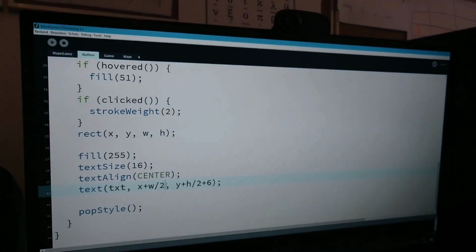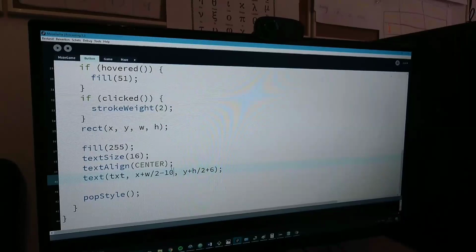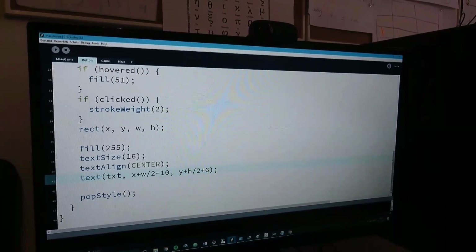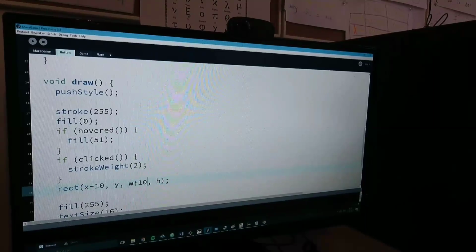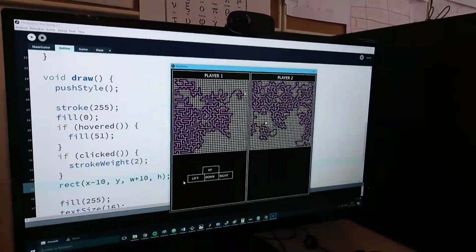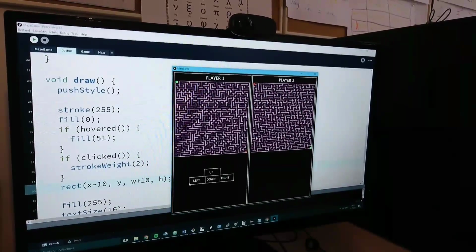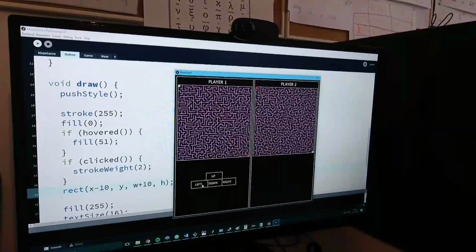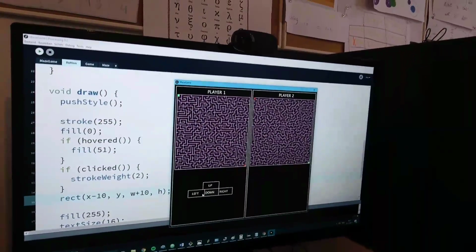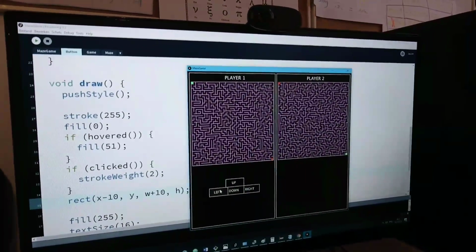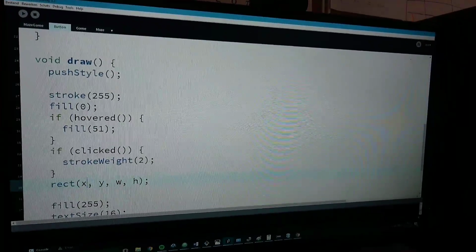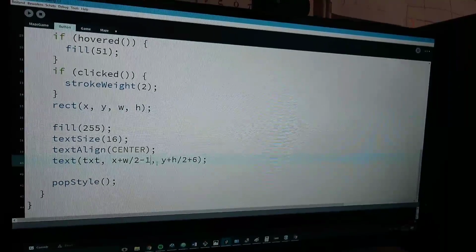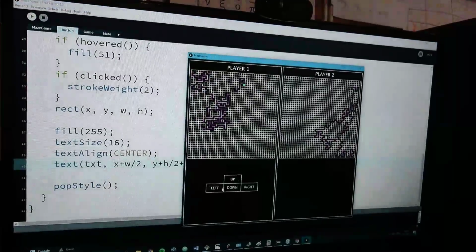Could be the bug. Do you have any idea? I was gonna say minus 10. X minus 10 and with plus 10. I'm just gonna. Actually, never mind. Never mind.